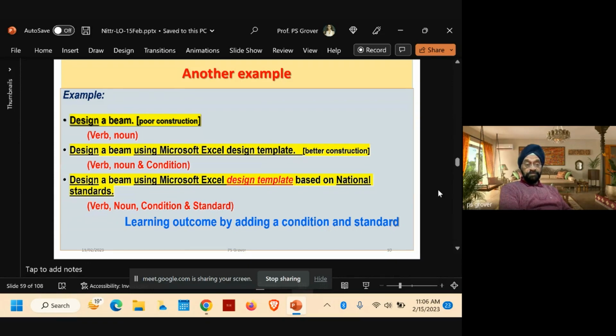So there is a verb, noun and condition, three elements. Or a still better construction of a learning outcome may be: design a beam using Microsoft Excel design template based on national standards. Please see here, in this case, there is a Bloom verb, a noun, a condition, and a standard. Now this is much better understandable by the student as to what is to be done.